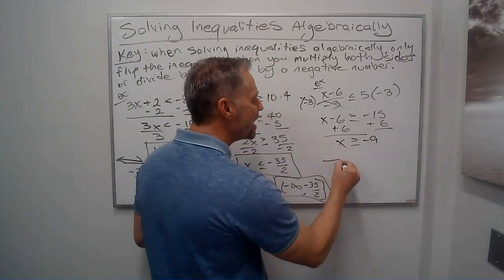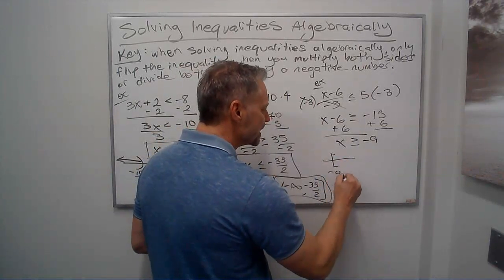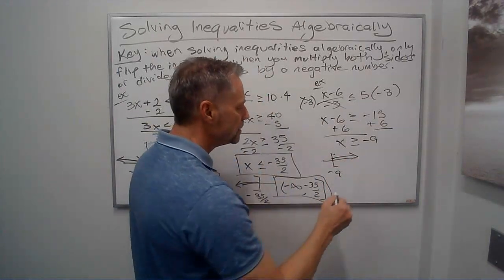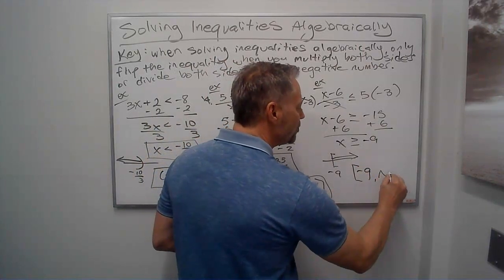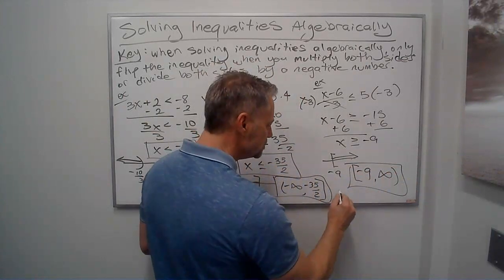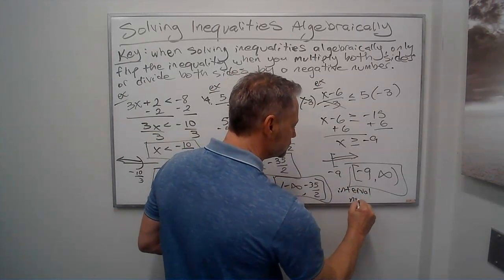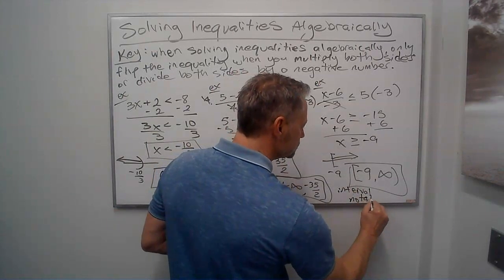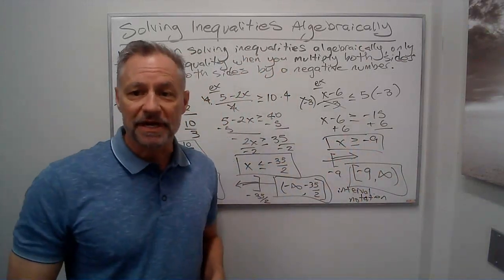So again, graphically, this time it's going to the right. It's greater than or equal to negative 9. And so my interval notation is going to be negative 9 with the bracket all the way to infinity with the parenthesis. That's interval notation. And then that's just inequality notation.